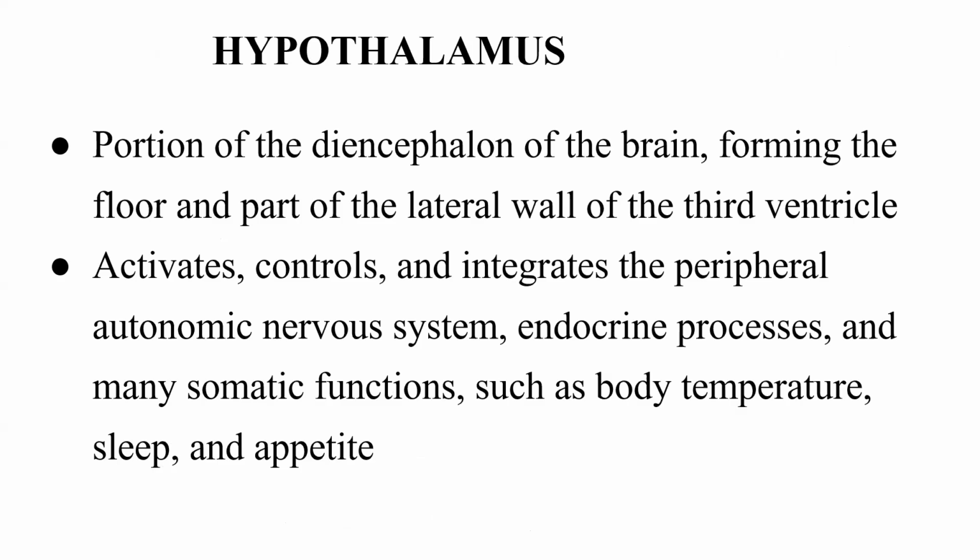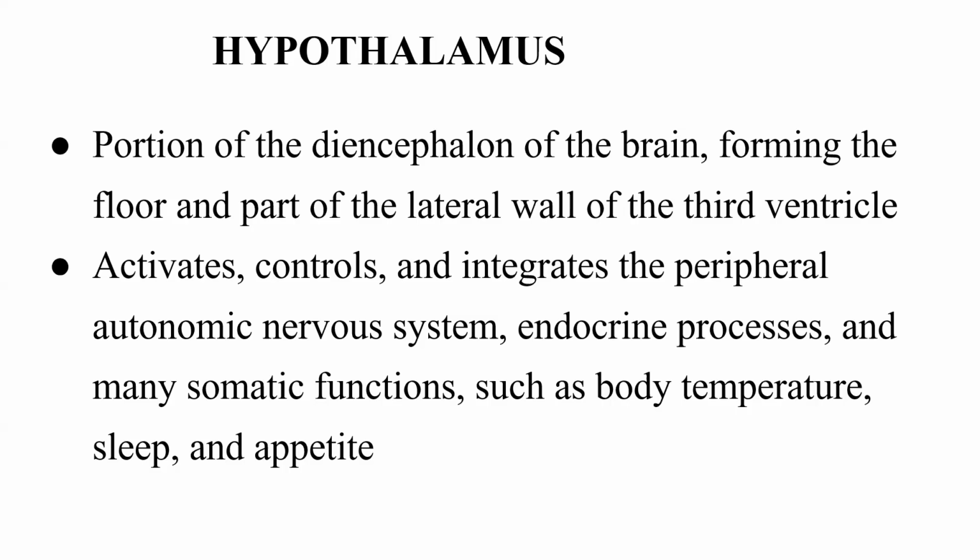Now let's take those glands one after the other. Hypothalamus. The hypothalamus is the portion of the diencephalon of the brain. They form the floor or part of the lateral wall of the third ventricle. Their function, basically, is activating and controlling the peripheral autonomic nervous system. That means they control all the activities of the peripheral autonomic system.